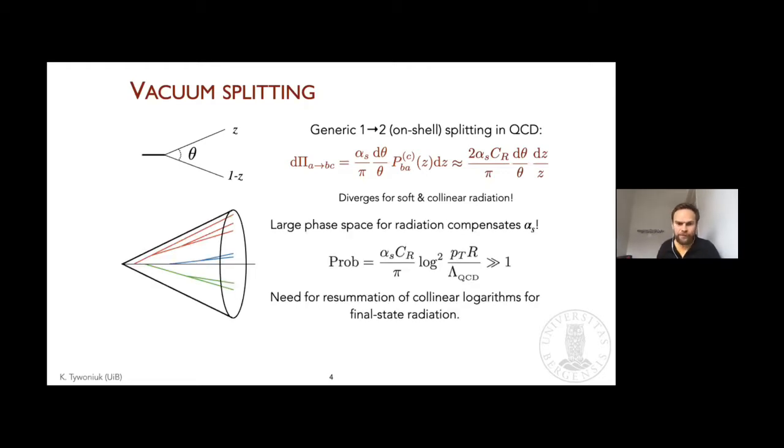In the end, the reason why these multiple emissions occur, and we get these kinds of structures as I drew out there, is because the phase space compensates the smallness of alpha s in the splitting. And the phase space is particularly large if the transverse momentum of the jet is large and the cone size is large. As long as these scales are bigger than the lambda QCD parameter or hadronization scale, you have a large probability for an emission. That means simply that you have to resum multiple emissions.